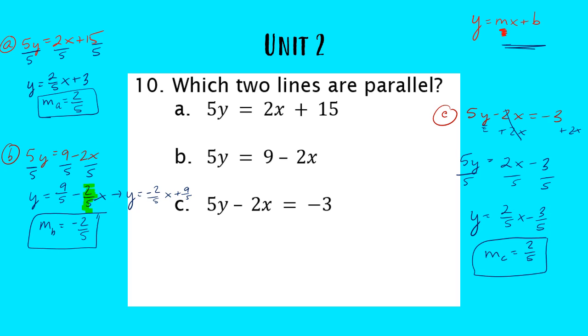So my answer: line A had a slope of 2/5, line B was negative 2/5, and line C was a positive 2/5. Now as a reminder, parallel lines are when the slopes are equal, they're the exact same slope. So letter A and letter C would be parallel. Remember, if they're perpendicular, that means they're opposite reciprocals.